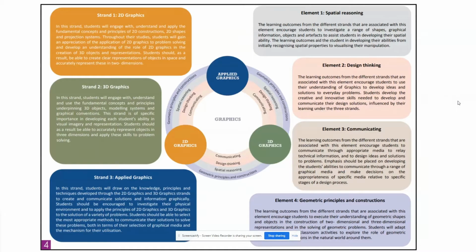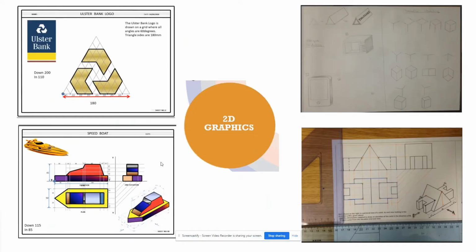So in Junior Cert, graphics is split into three main elements. You've got 2D graphics, you've got 3D graphics, and you've got applied graphics. So in 2D graphics, we're just learning the basic construction methods and the basic principles around graphics.